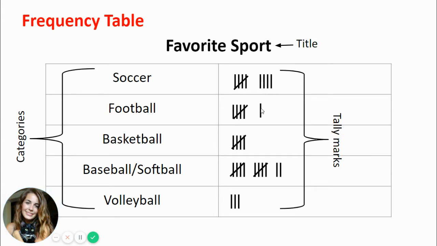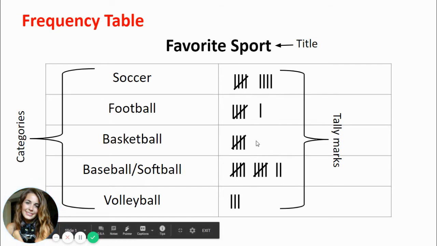6 people picked football. Basketball is just 5. Ooh, a lot of people picked baseball or softball. 5, 10, 11, 12 people picked that category, and only 3 people picked volleyball.